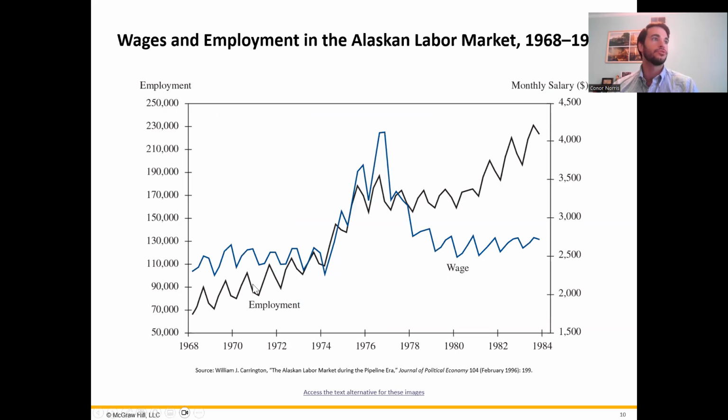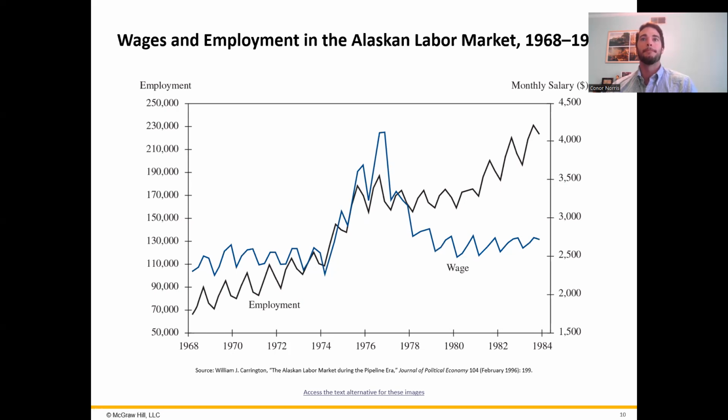So this figure shows employment and wages over time in Alaska. The population in the state was growing steadily for decades, and total employment was rising even before the oil discovery up there. So this is what we see here with employment in the black line slowly rising over time.